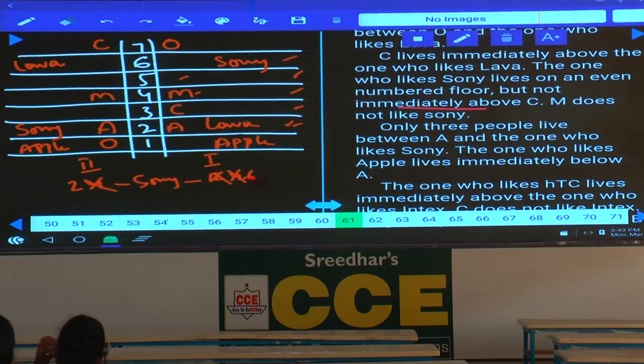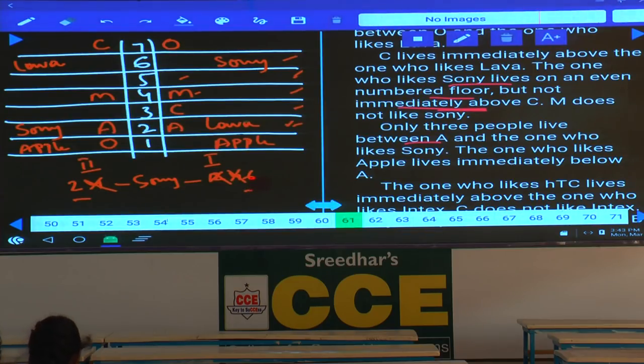And the one who likes Apple lives immediately below A. The one who likes Sony lives on an even number floor, but not immediately above C. M does not. Three people live between A and the one who likes Sony. Yes, are you getting the same case? No. Here it is second.